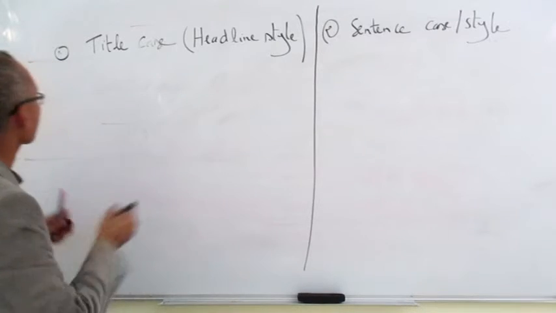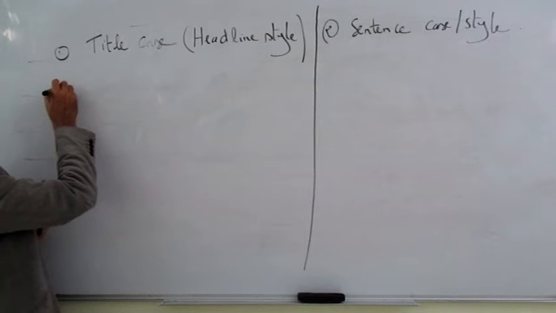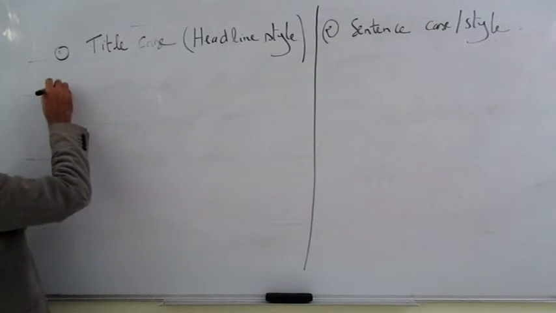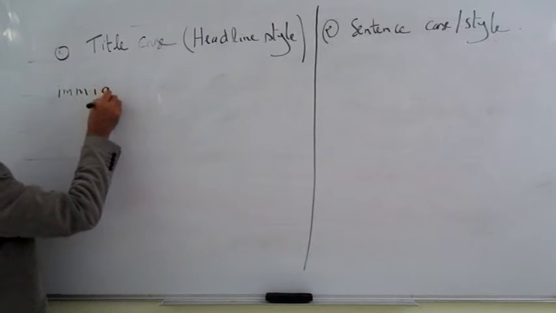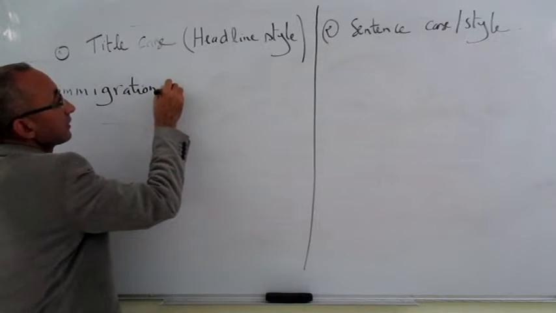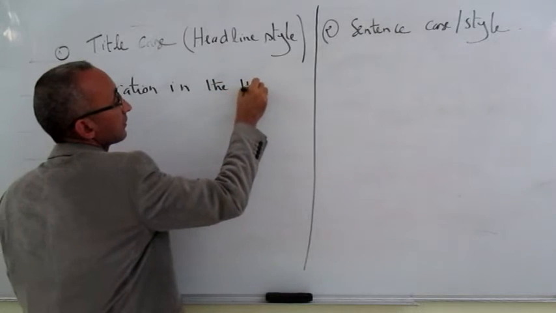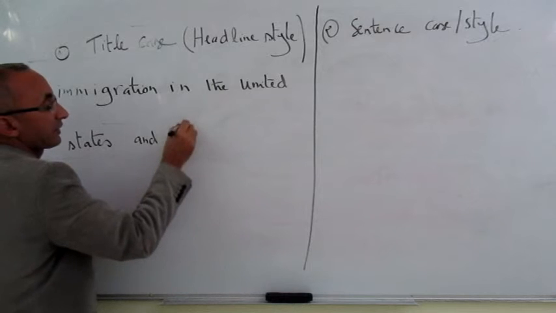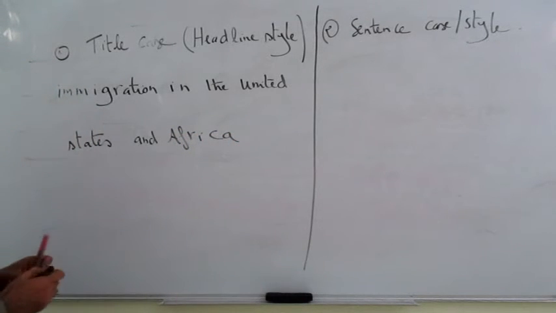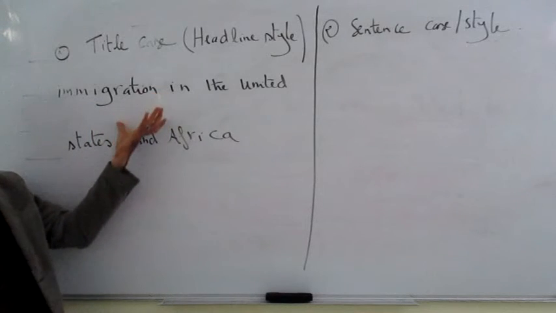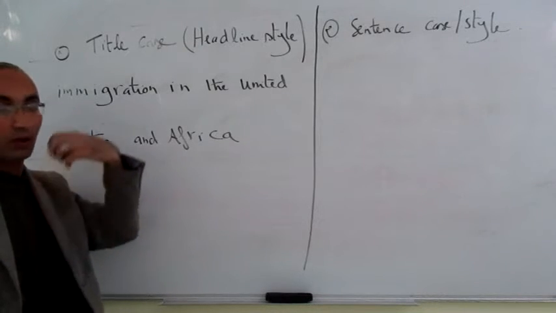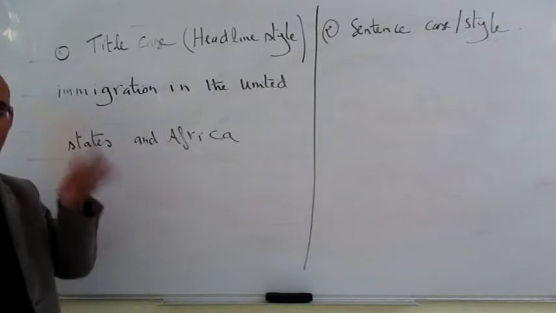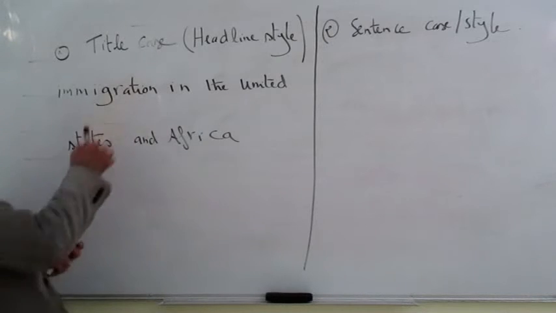And let's start with this example. Let's write this title, for instance. Immigration in the United States and Africa. Now here we have this title as an example. Now here, of course, the common rule always with capitalization is that we must always capitalize the first word in a sentence. Now this rule also is applied here with the titles. It means we must always capitalize the first word even in titles.